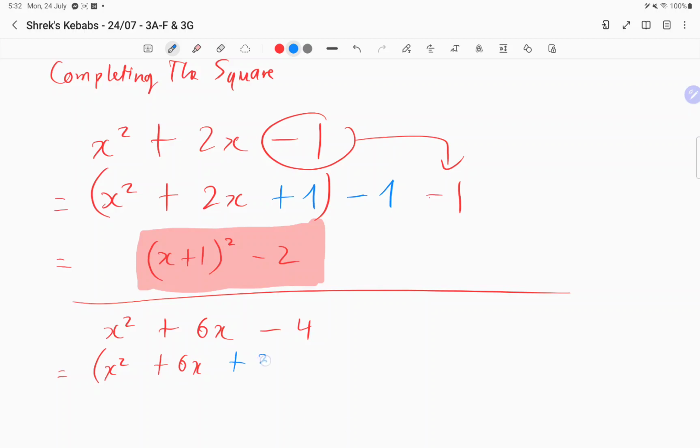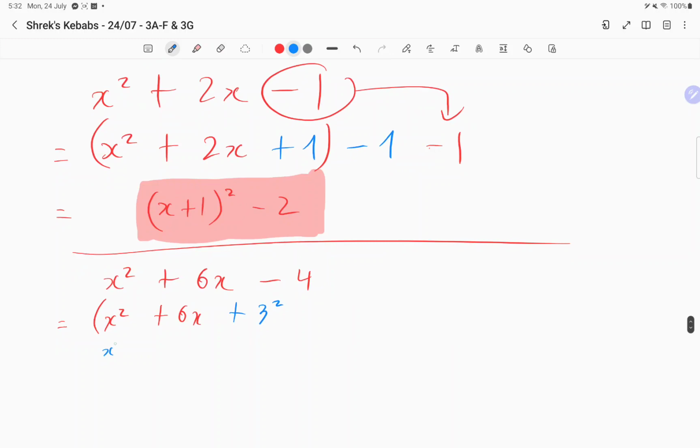Not just 3, it's 3 squared. Because if you use a formula, it has to look something like this: 2 times 3 times x, and then this is why it's 3 squared. Remember, it's 2ab, and then this one is b squared. So you have the number and square it, and then you can start subtracting that. Group them together, and then minus 4 here.